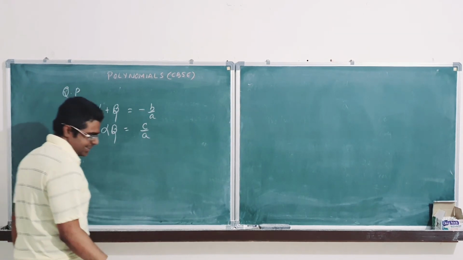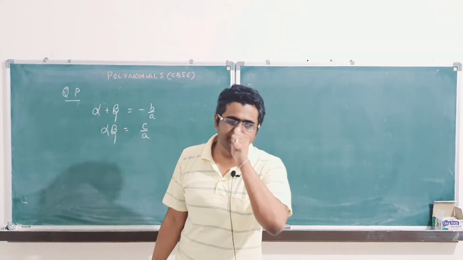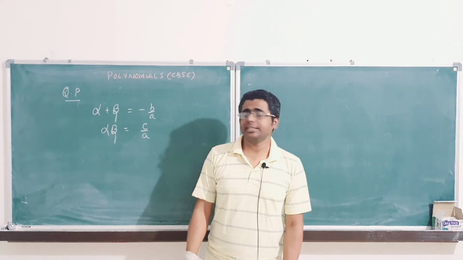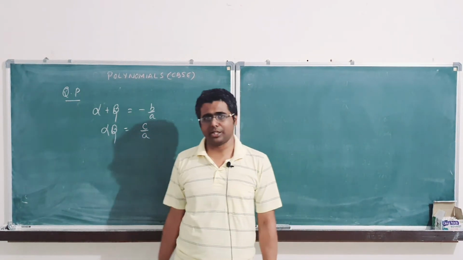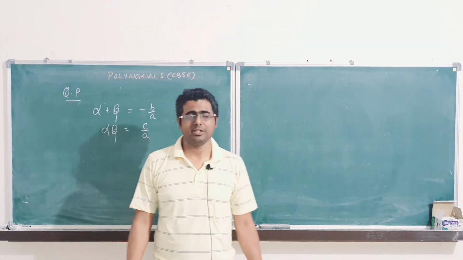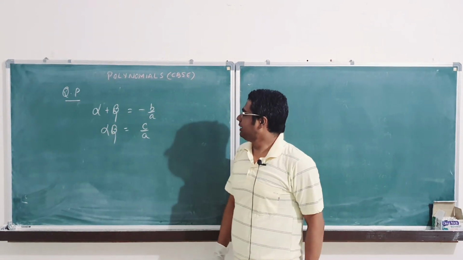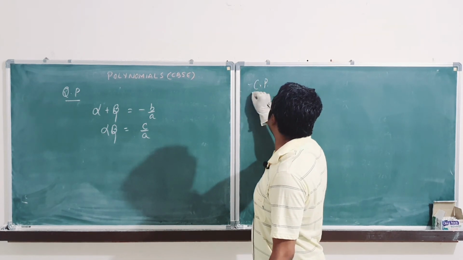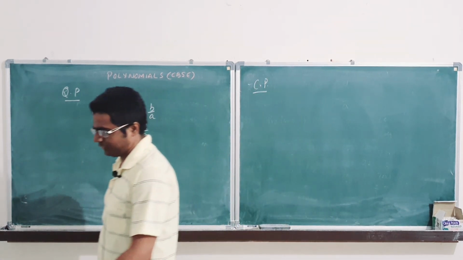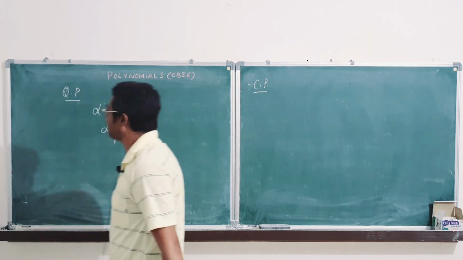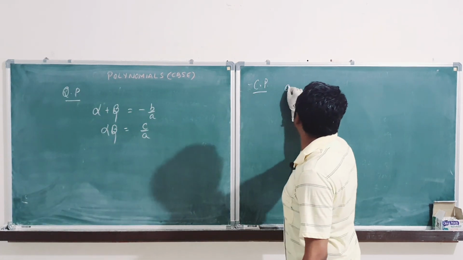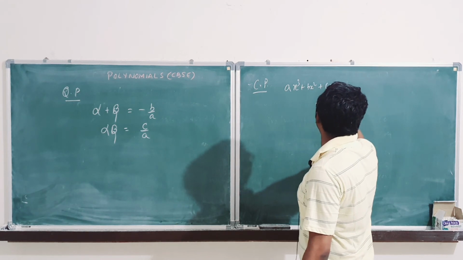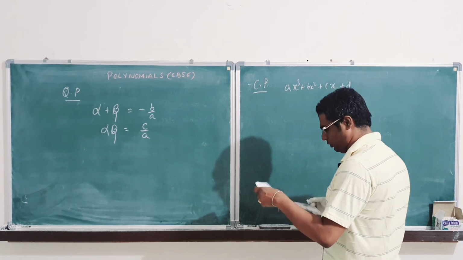Clear guys? Alpha plus beta is equal to minus b by a and alpha into beta is equal to c by a. These are the zeros of the polynomial. Now we will be coming to the cubic polynomial. There will be formulas for a cubic polynomial also. A cubic polynomial means ax cube plus bx square plus cx plus d.